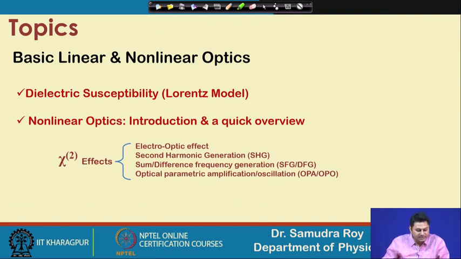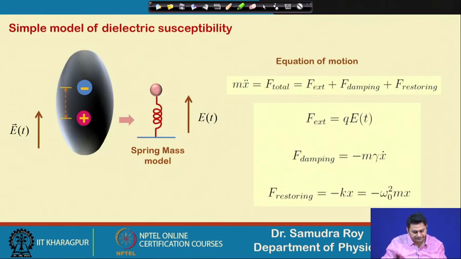Also, we will start the nonlinear optics introduction and quick overview. What is nonlinear optics? Which topics are we going to cover? We will introduce these in this class. So, let us start with the dielectric susceptibility, the Lorentz model, the same thing that we did in the previous class. Again we will do a similar thing, but we will find a few extra elements and the calculation procedure that will be useful in our next class. So, let us do that.